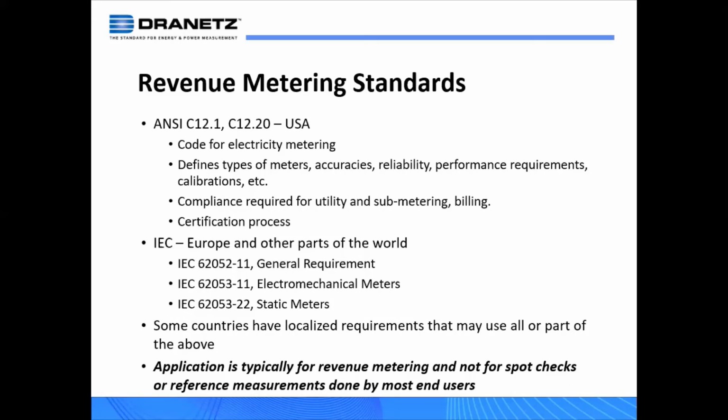So you have different requirements for electrical. For the IEC standard, you have the general requirement, a category for electromechanical meters, and of course the static meters. And then the ANSI code for electric metering, the ANSI C12.20, which basically defines the accuracies, performance requirements, calibrations, etc. And like I said earlier, these standards are widely used for revenue metering.